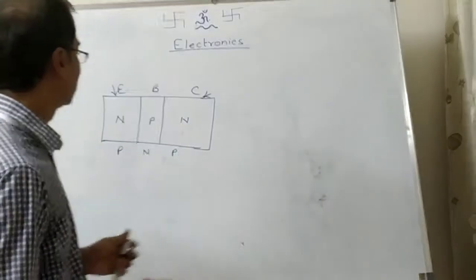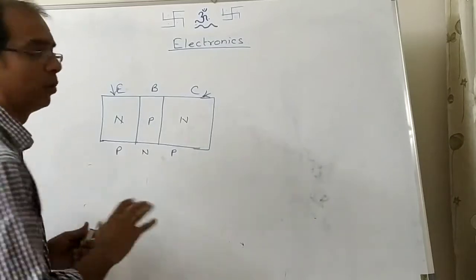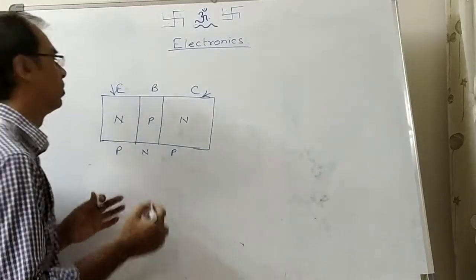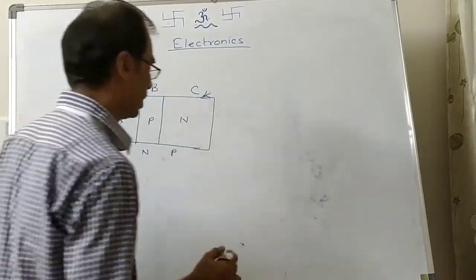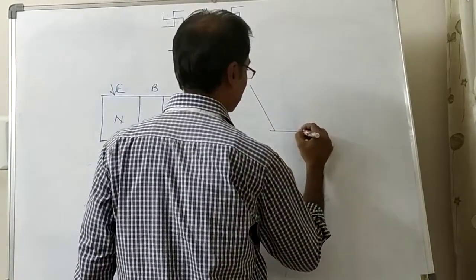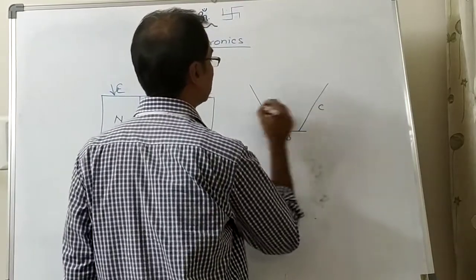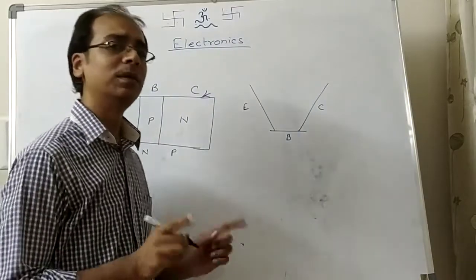Okay, so let us see. Here I have made an NPN transistor, and I am going to make it common base. Before going into the functioning of common base or common emitter, I am just making the normal symbol that we make for a transistor. It's like this. This is base, this is collector, and this is emitter. Okay, the direction of current is always between emitter and base.